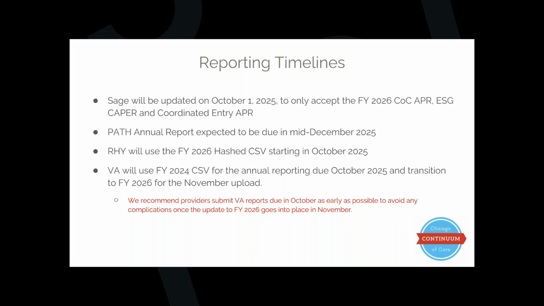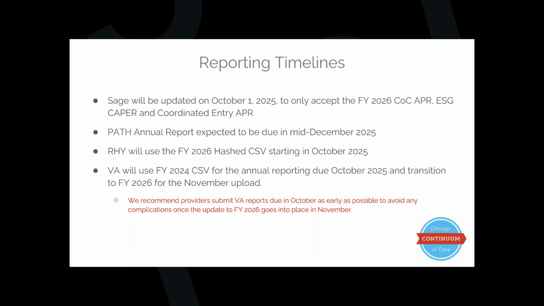So the PAF annual reports are expected to be due mid-December of 2025. When it comes to the RAI reports, they will be using the fiscal year 2026 hash CSV starting October of 2025. That should be available day 1, October 1st. And then the VA will use fiscal year 2024 CSV for the annual reporting that's due in October, and then transition to use the fiscal year 2026 for the November upload.